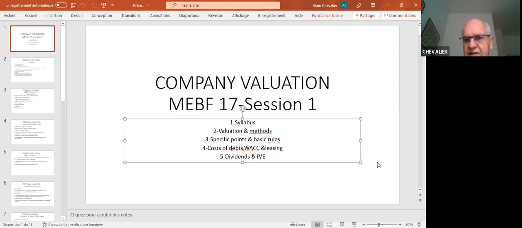Fourth, we'll calculate some cost of debt, WACC, without leasing, with leasing, without taxes, with taxes, and so on. And take into account also the dividend approach, the Gordon-Shapiro model. And we'll integrate again the price earning method to make a simple calculation. So this is for today. Next time, tomorrow on Tuesday, on Wednesday, and on Thursday, we have 4 sessions there.